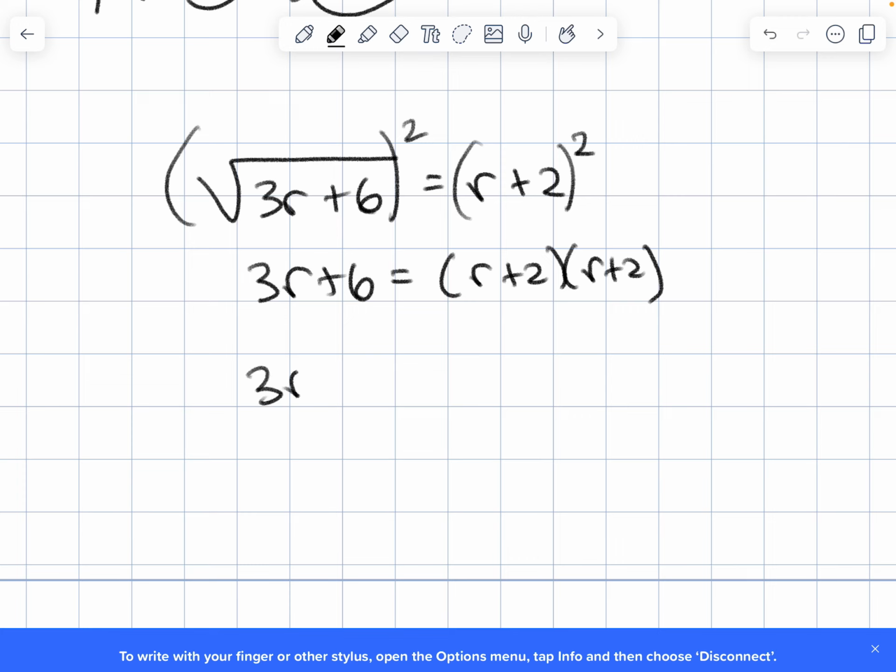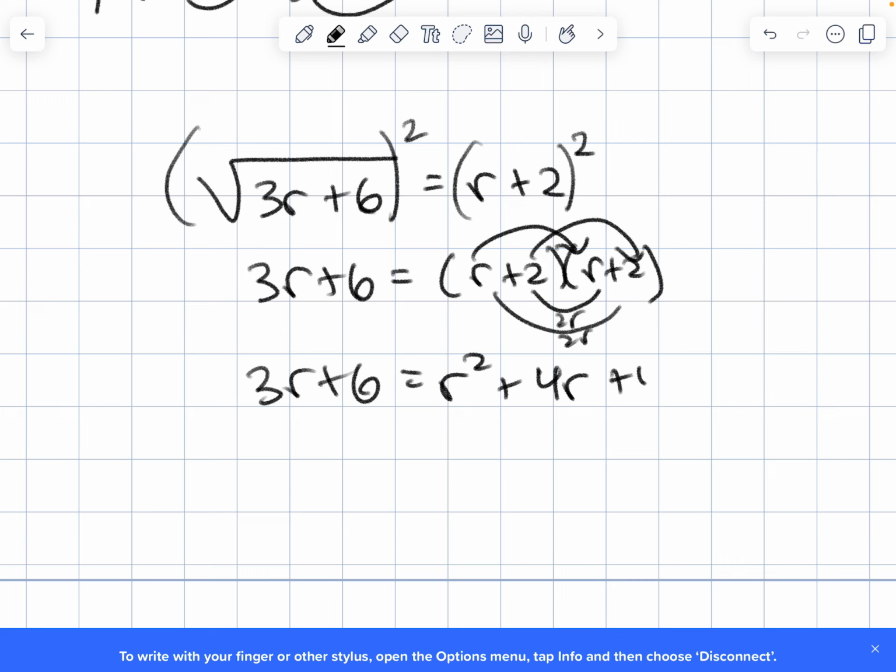So we have 3r plus 6 equals r times r, which is r squared. This gives us a 2r. This gives us another 2r. So we have 4r altogether, and this gives us a 4.